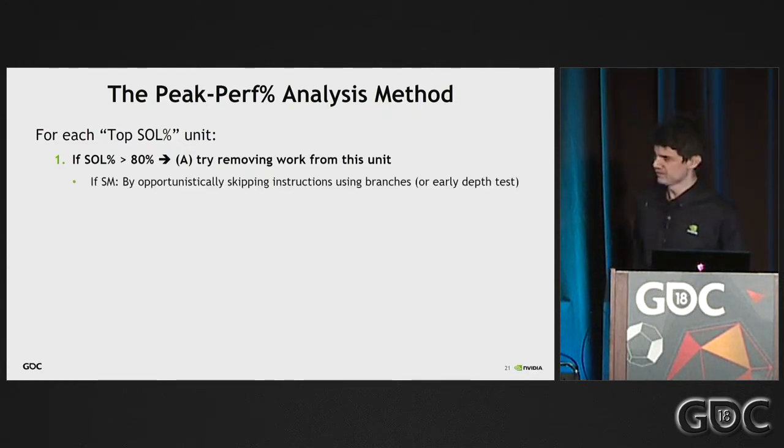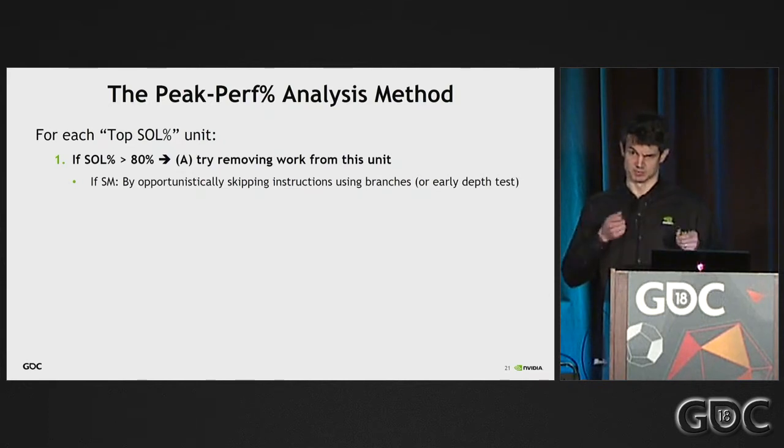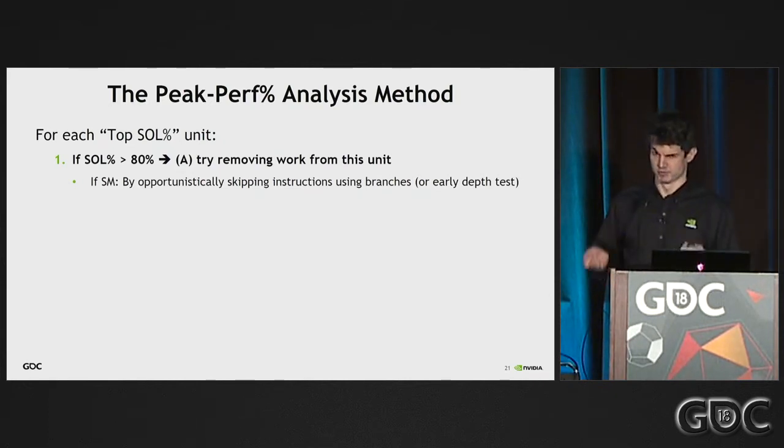For example, if that's the SM, you can try opportunistically skipping instructions. Just adding branches, try and skip as many instructions as you can, maybe in some corner cases like skipping sky pixels, if they are skippable and so on. Or you can try even skipping warps by doing early depth testing. So you can try setting up a stencil mask that can skip certain areas of the screen and then rely on early Z rejection to skip launching the pixel shader in those places. That's even more efficient than early exiting in the shader.